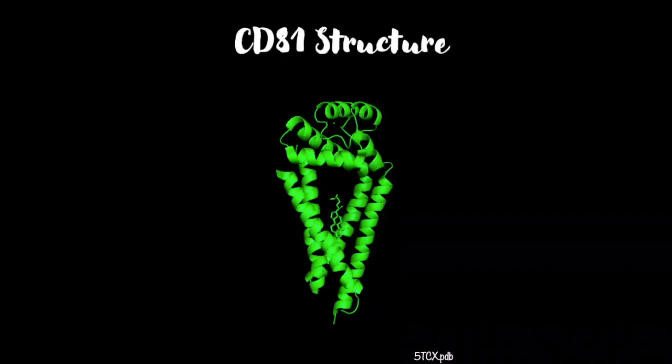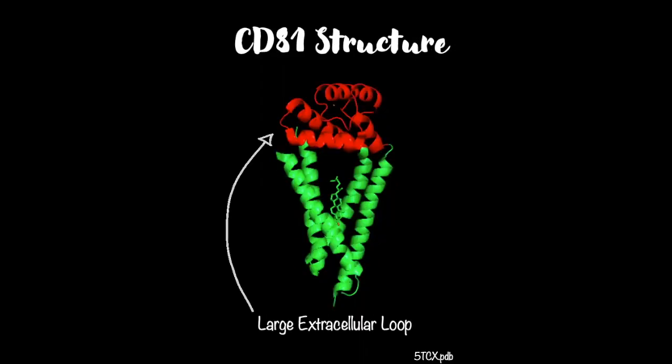CD81 is a member of the tetraspanin family and it is ubiquitously expressed in a variety of cell lines. It has 4 transmembrane helices, as well as a large globular extracellular loop made up of 5 helices. The extracellular loop is the segment that interacts with the viral glycoproteins.